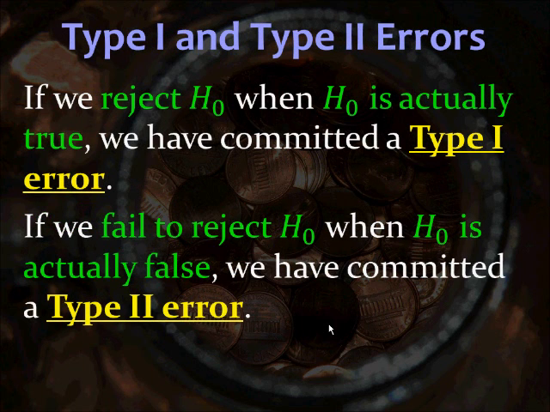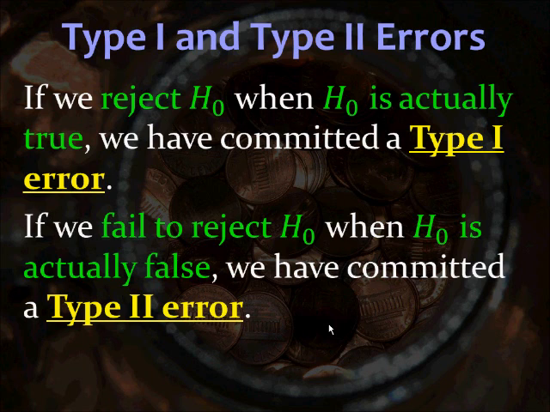So we have these two types of errors. They have been cleverly named and confusingly named type 1 errors and type 2 errors. If we reject the null when the null is actually true, we have committed a type 1 error. So let me repeat that. If you reject the null when the null is true, you've committed a type 1 error.